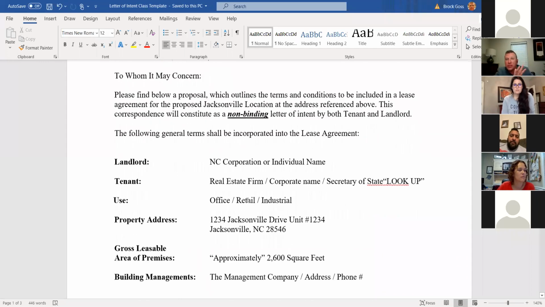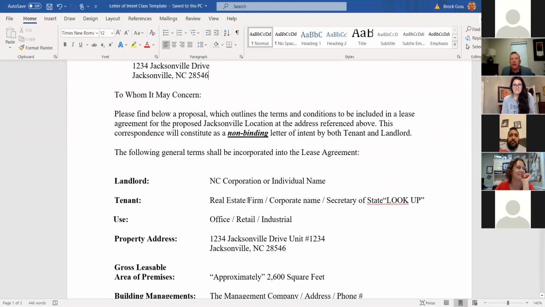So this is going to function like an offer to purchase or OTP, but it's not. That's the last time I'm going to say it, I promise. So let's just go down the list. We're going to identify who the landlord is. So this is an individual's name or a corporate name, right? And then we're going to identify who the tenant is.